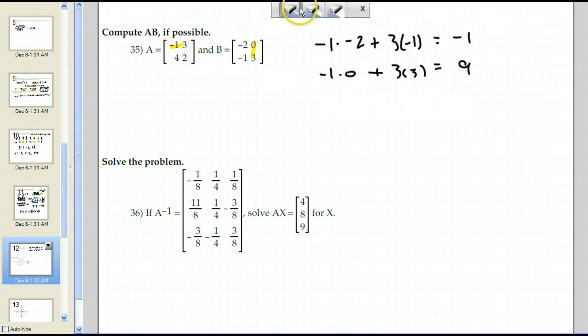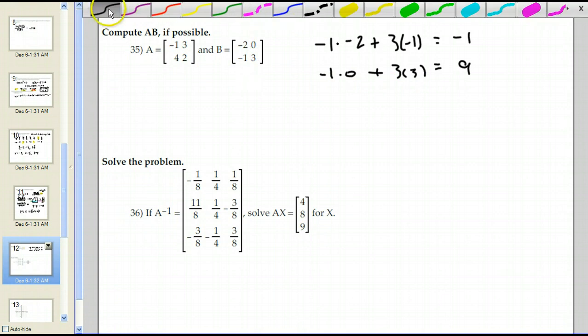Alright, and then once we're done with everything on the top row, we move to the bottom row. And we get 4 2 times this first row. 4 times -2 plus 2 times -1. Equals, that's -8, -2 more, so -10.